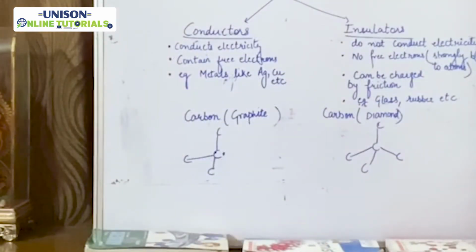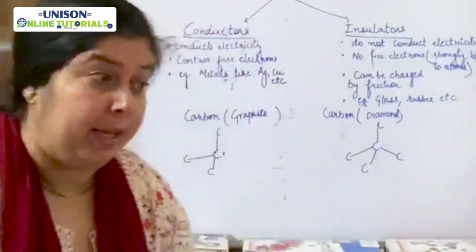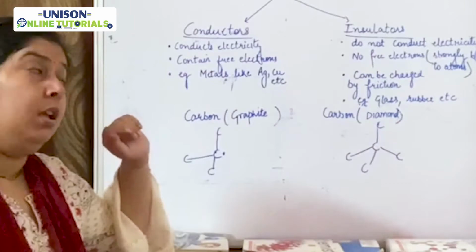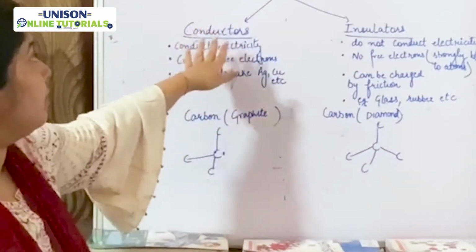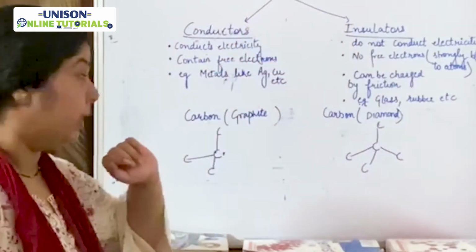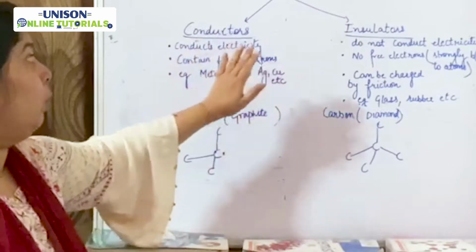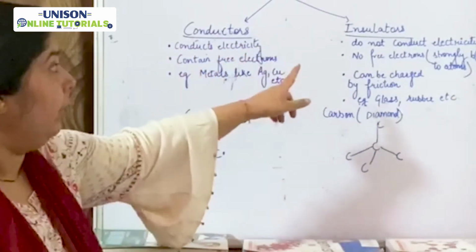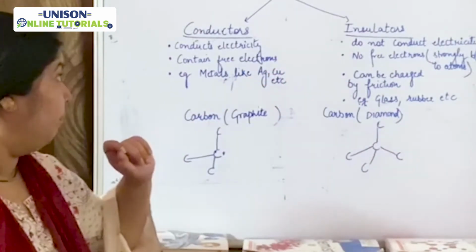So the next topic that we are going to start is conductors and insulators, that is classification based on whether they will conduct electricity or not. So the substances have been classified into two categories, that is conductors and insulators. Conductors are the ones which will conduct what? Electricity, as the name suggests, and insulators are the ones which do not conduct electricity.